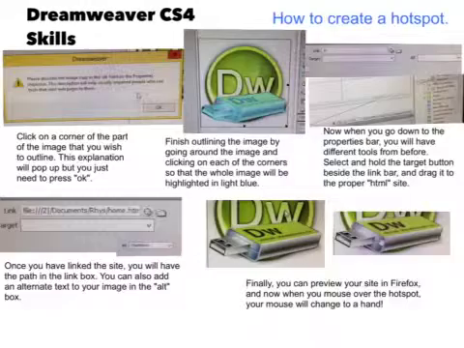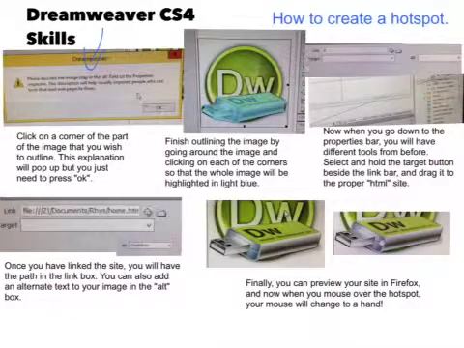Click on a corner of the part of the image that you wish to outline. This explanation will pop up, but you just need to press OK. Finish outlining the image by going around the image and clicking on each of the corners so that the whole image will be highlighted in light blue. Now when you go down to the Properties bar, you will have different tools from before. Select and hold the Target button and drag it into the proper HTML site.